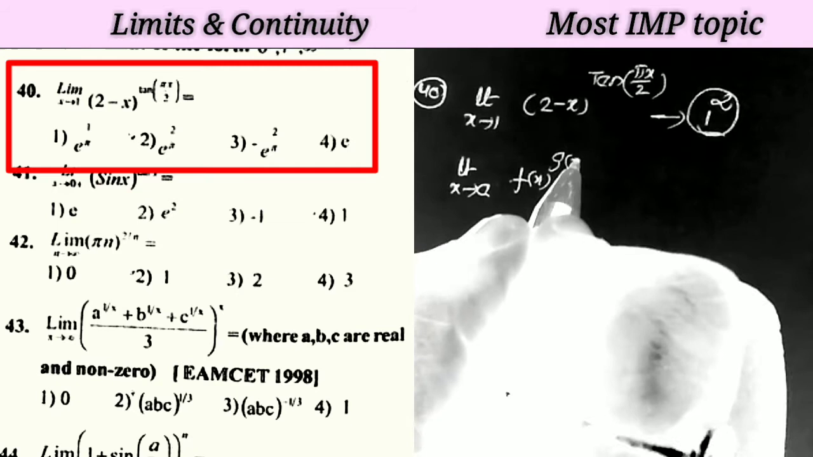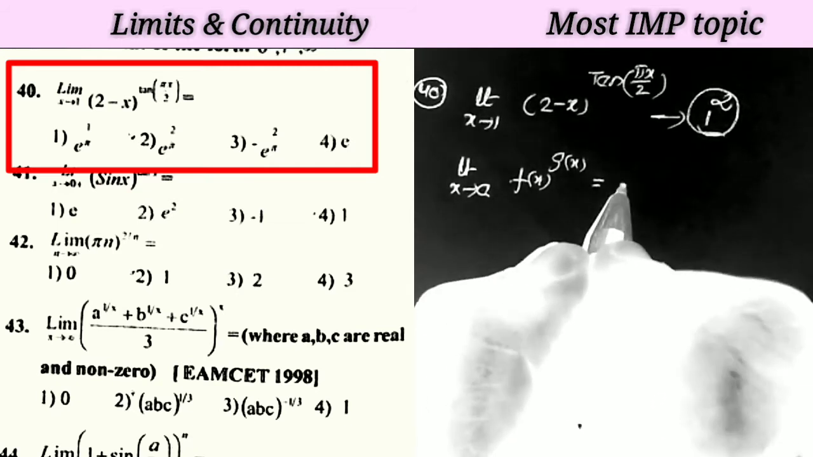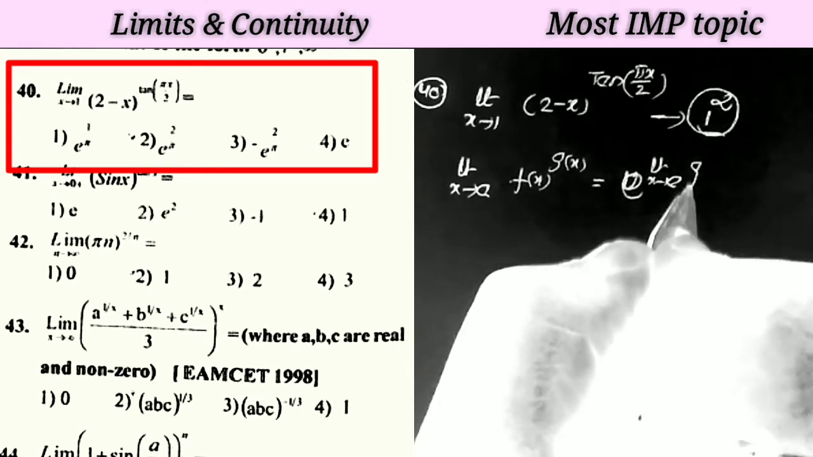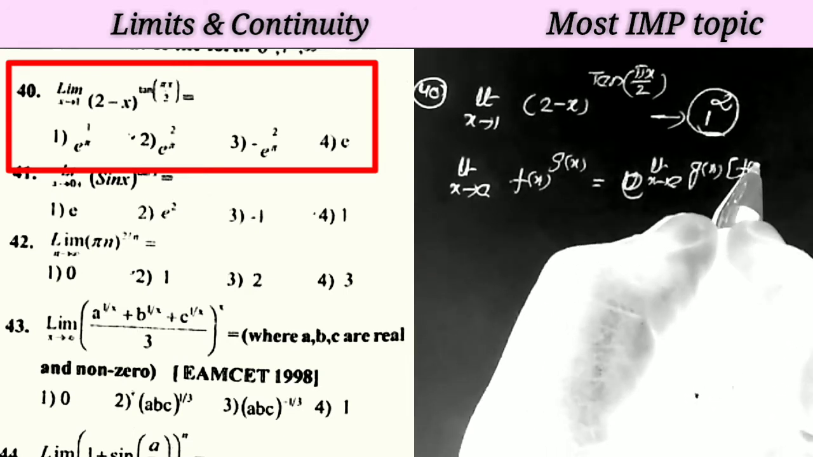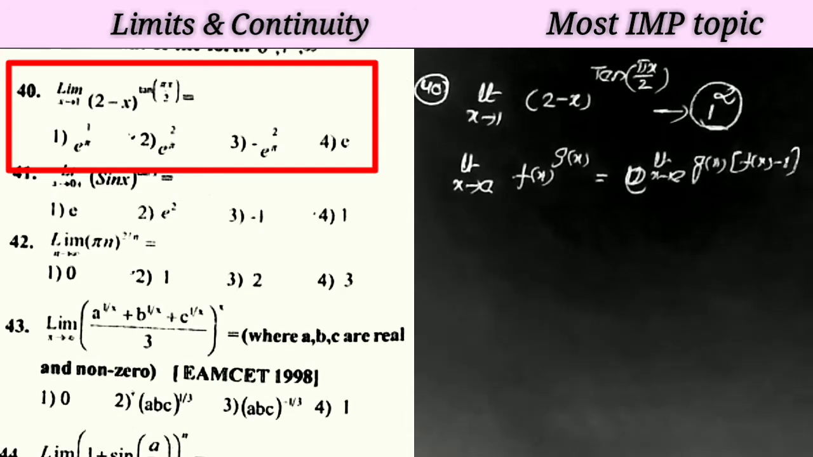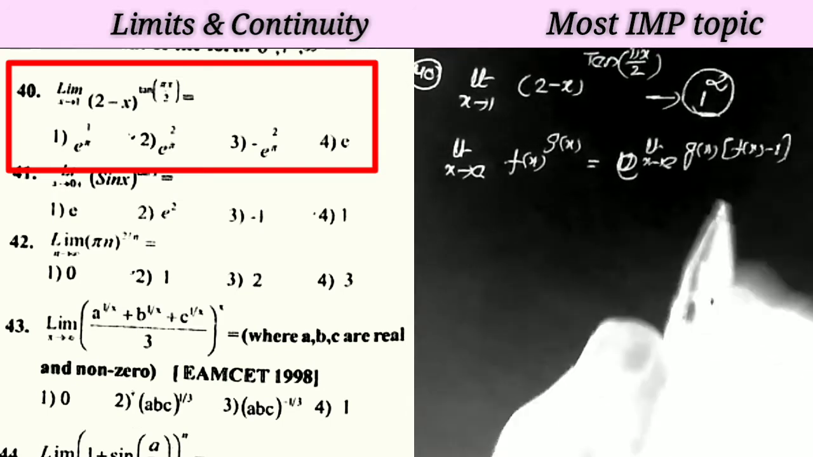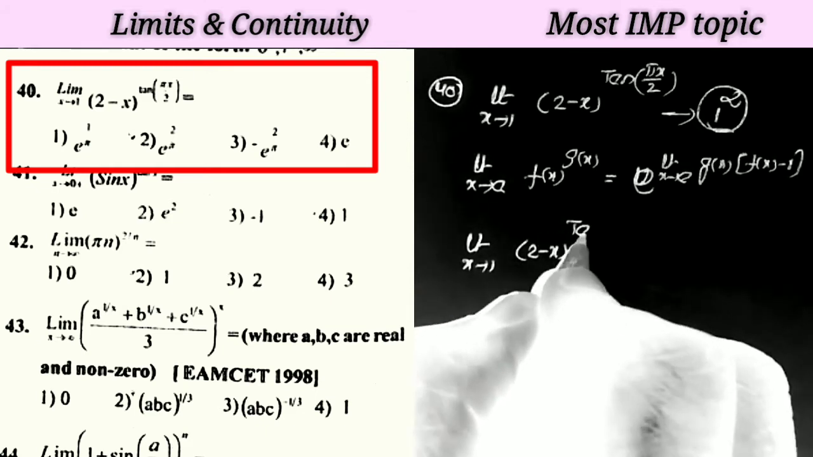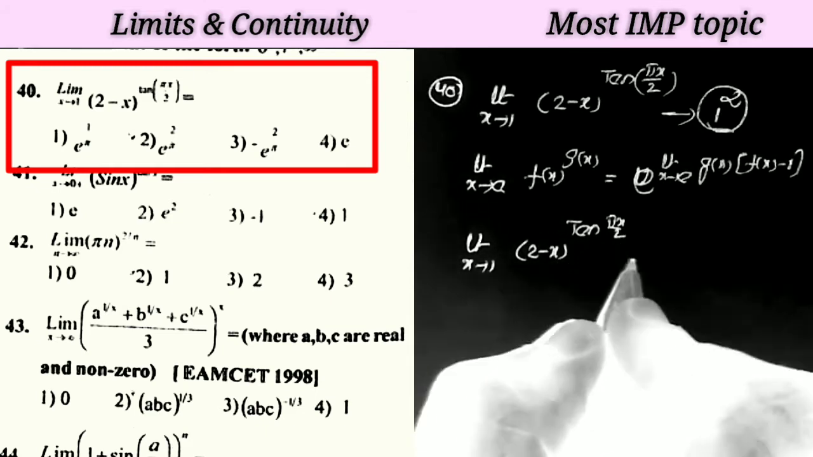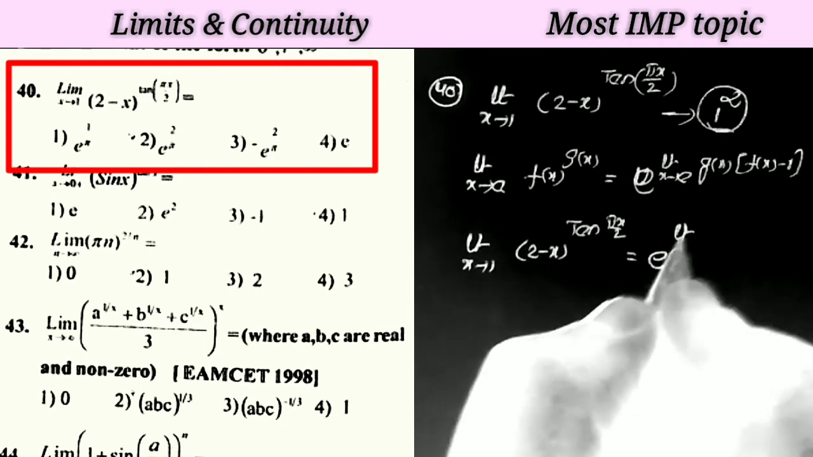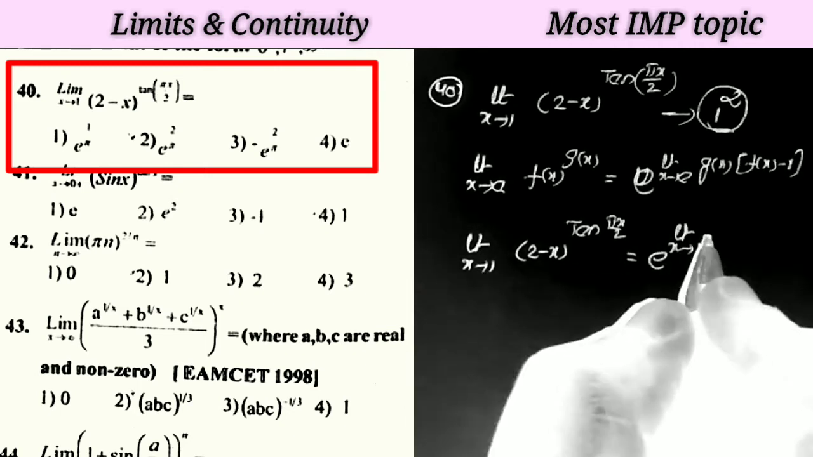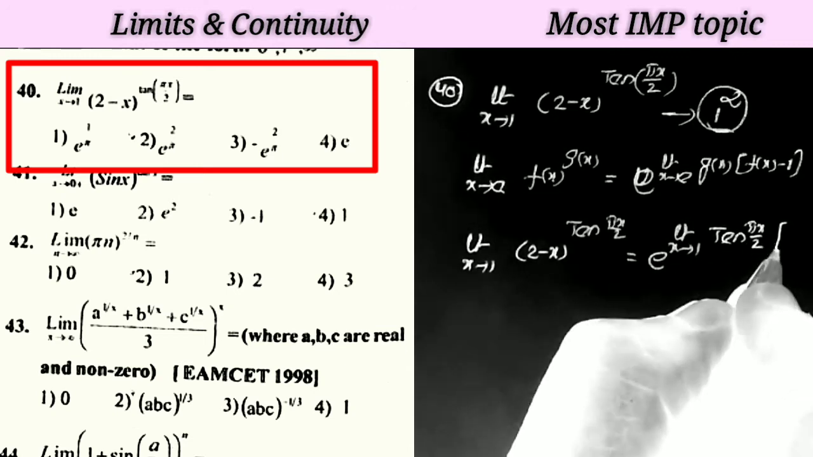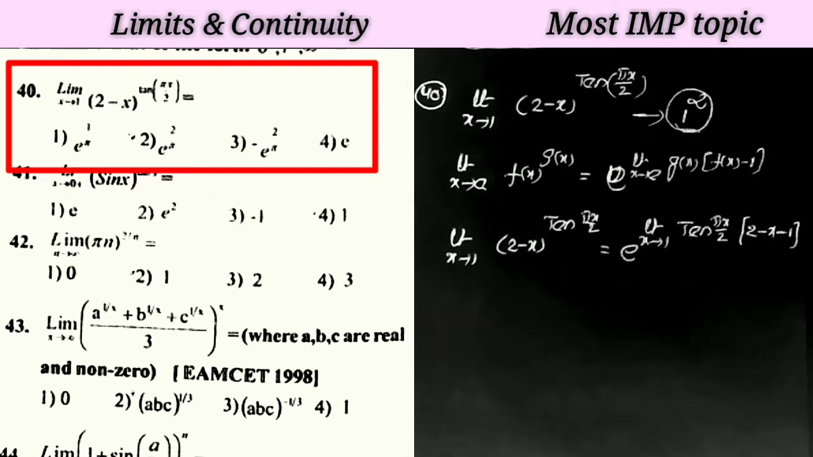And what is the formula? Limit x tends to a f of x power g of x is equal to e power limit x tends to a g of x into f of x minus 1. Very important formula, most frequently repeated model in the examination. Therefore, limit x tends to 1 of (2 minus x) power tan of pi x by 2 is equal to e power limit x tends to 1, g of x, which is tan of pi x by 2, into f of x minus 1, that is 2 minus x minus 1.